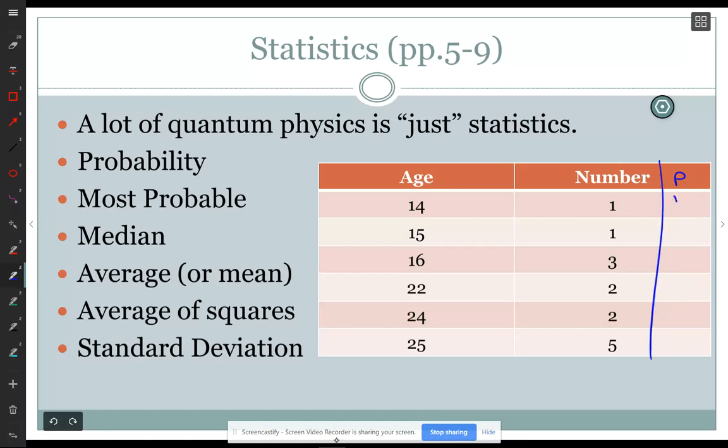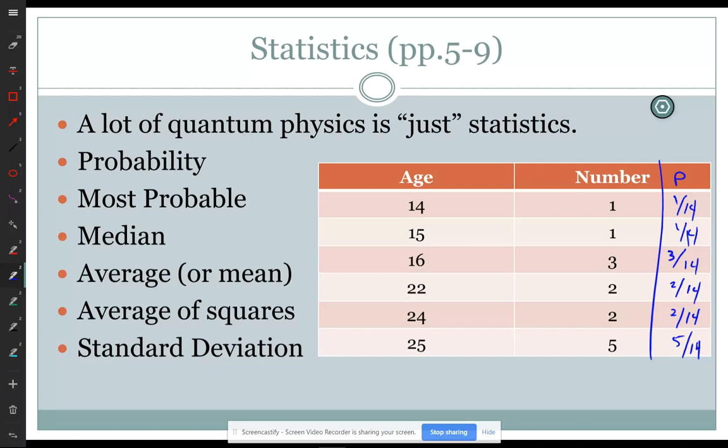One 14th. And for 15, likewise 1/14. What's the probability for 16, just to make sure we're following along? Okay, so here's our probabilities for each one. That wasn't very difficult. What's the most probable age? 25. How do you come up with 25? Because you just look at the probabilities. That's the biggest probability. So most probable, once again, not a difficult idea.